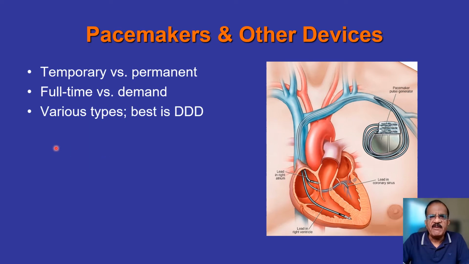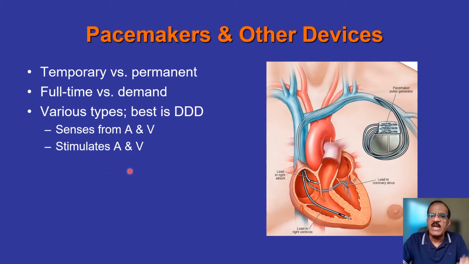Then various types, the best is triple D, and D is dual. Dual means both atria and ventricle. Now what exactly is meant by triple D? The first D is the one which senses from atria and ventricle. So it would see if there is intrinsic electrical activity from both atria or ventricle. That is the first D. And the second D stimulates both atria and ventricle, right?